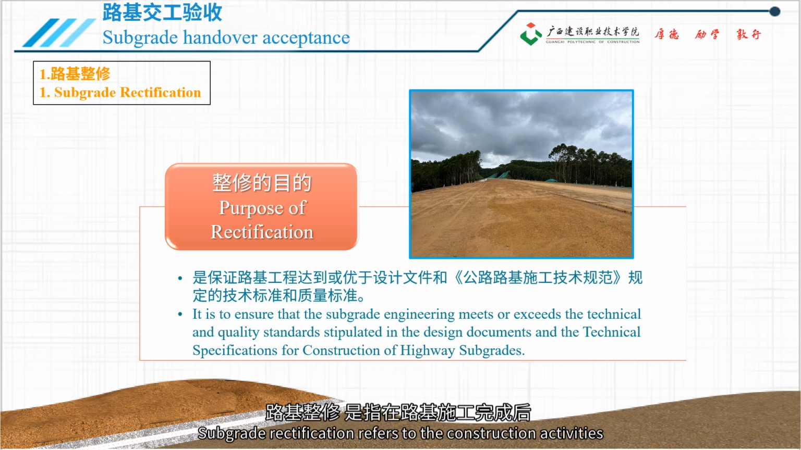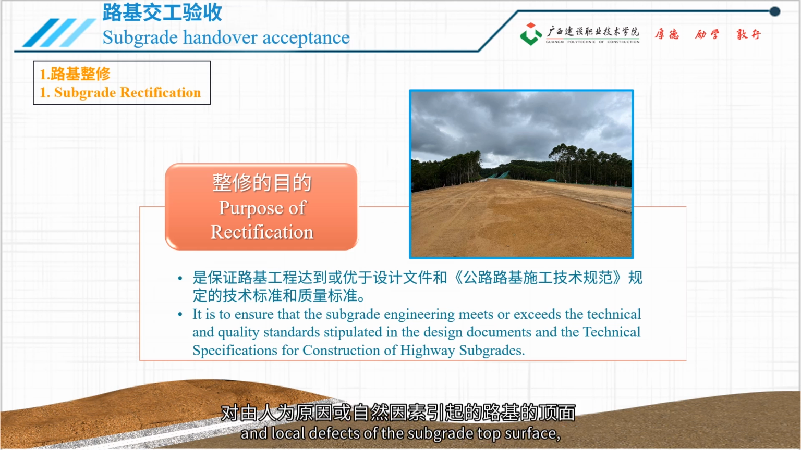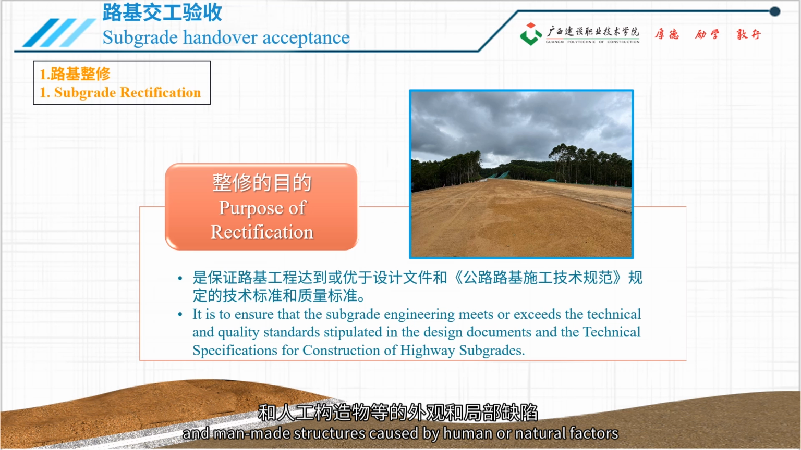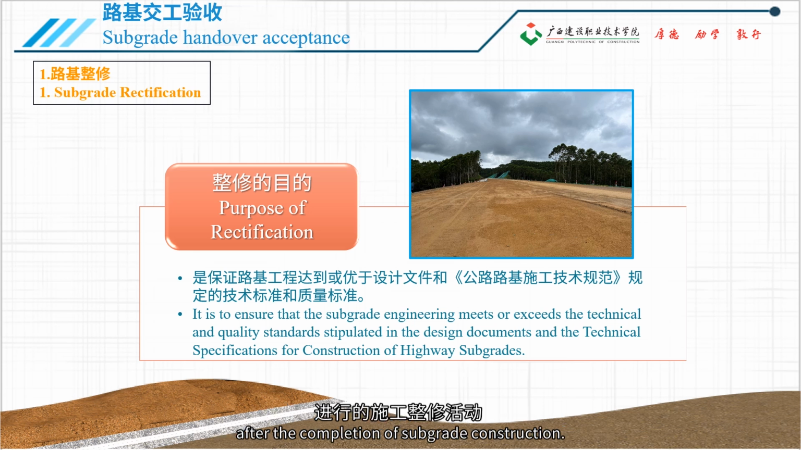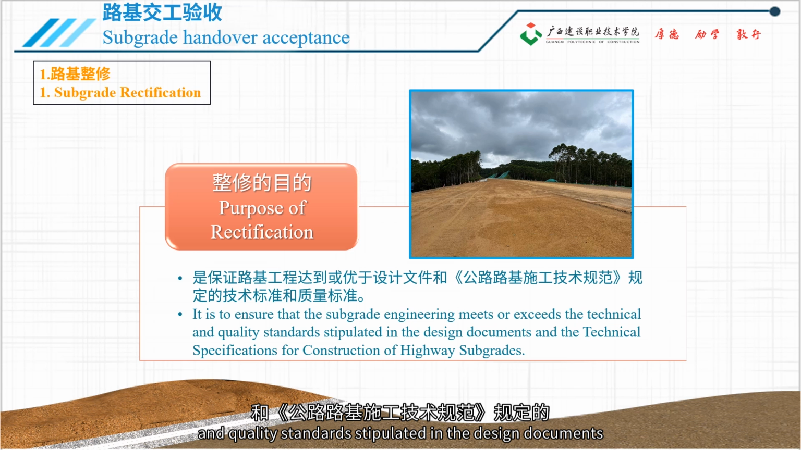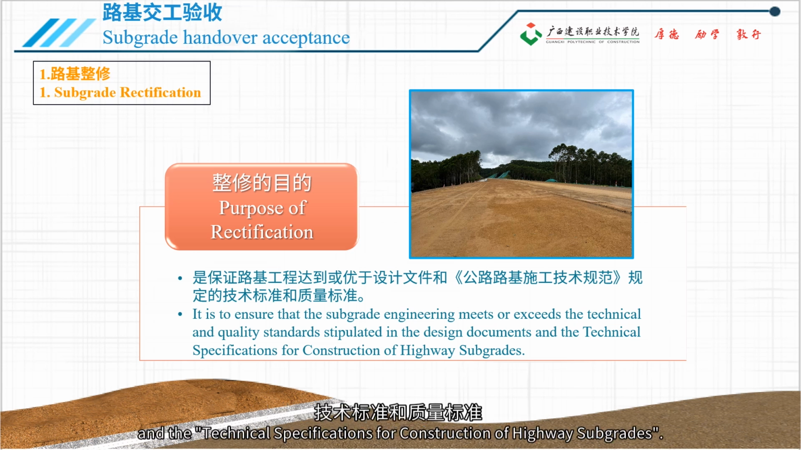Subgrade rectification refers to the construction activities carried out to repair the appearance and local defects of the subgrade top surface, slope protection projects, drainage projects, environmental protection facilities, and man-made structures caused by human or natural factors after the completion of subgrade construction. Therefore, the purpose of the rectification is to ensure that the subgrade engineering meets or exceeds the technical and quality standards stipulated in the design documents and the technical specifications for construction of highway subgrades.